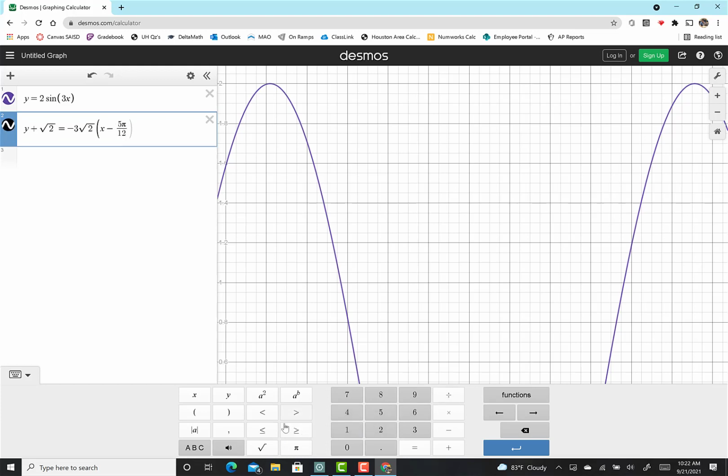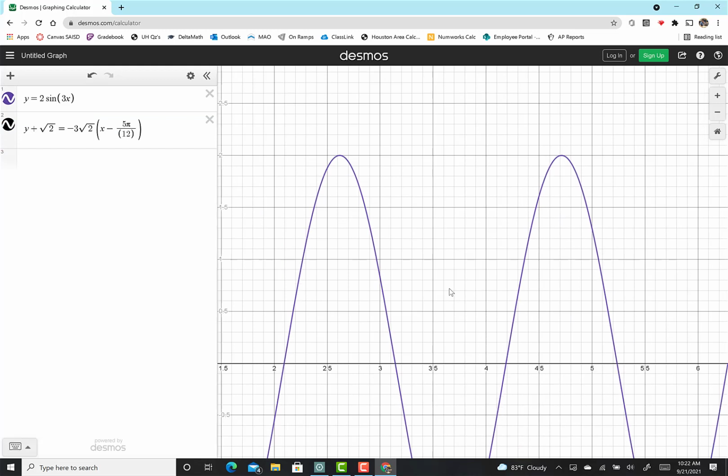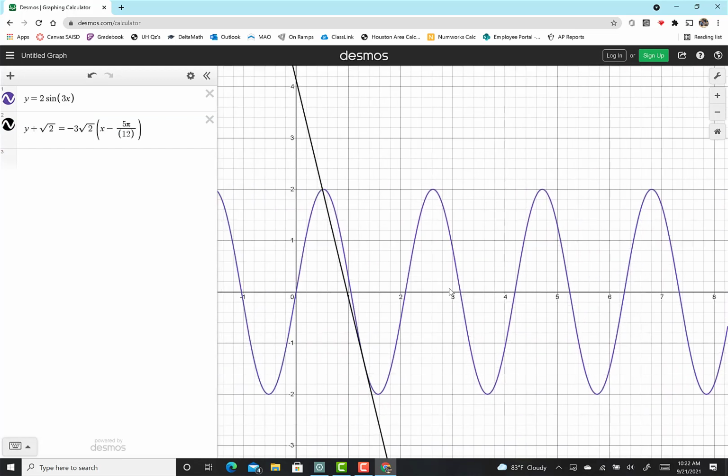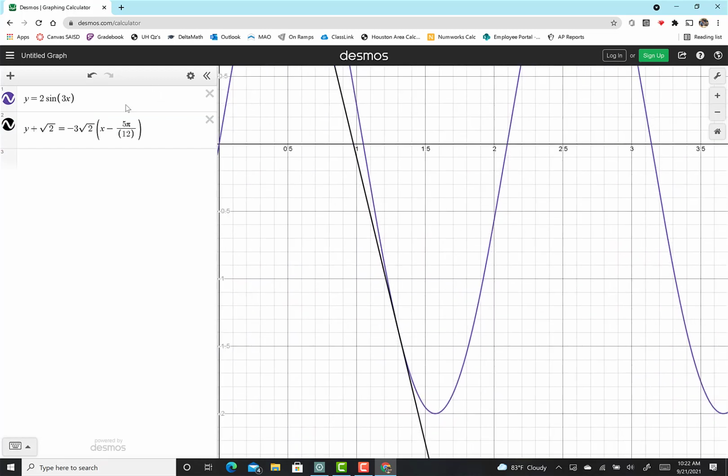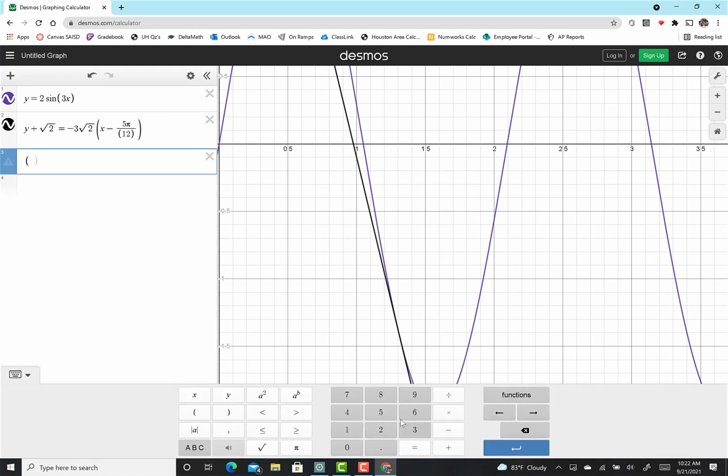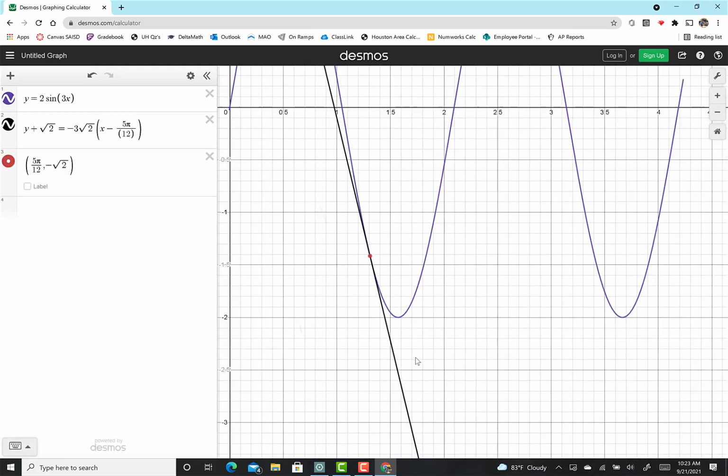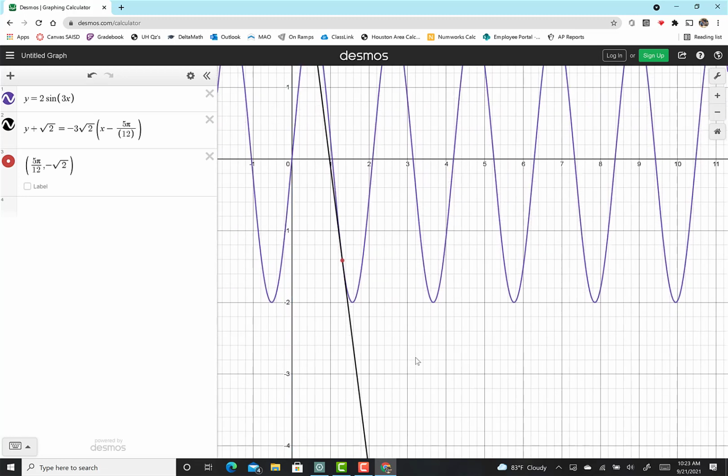All right, let's see it. Where are you? There it is. And let's figure out that point just for kicks, my tangent point. What was the coordinate again? 5 pi over 12, comma, negative square root of 2. Yeah, that looks right to me, guys. Check it out.